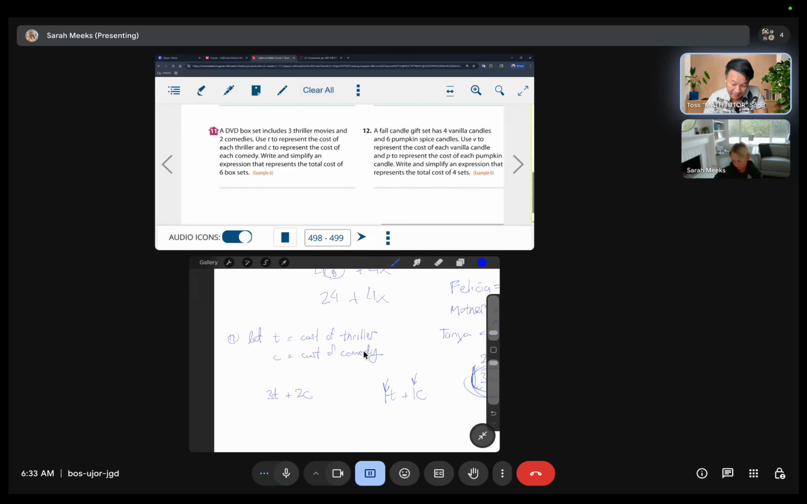Yep. But that means you have to parenthesize the whole thing times 6. That's why I think this is pretty fancy. For the total cost of 6 box sets, there it is. You want to write this, but don't erase anything, because it's supposed to show that you distributed the 6 into it to get your final answer. So multiply 6 times 3, that's 18T. Multiply 6 times 2, with a plus in between, that's 12C. So this is your final answer.